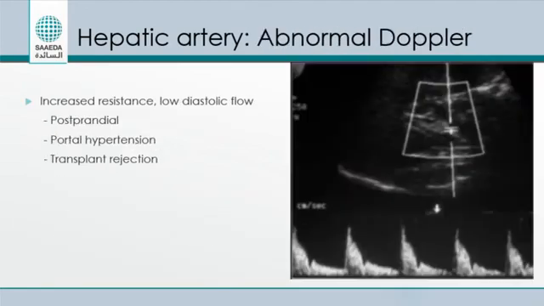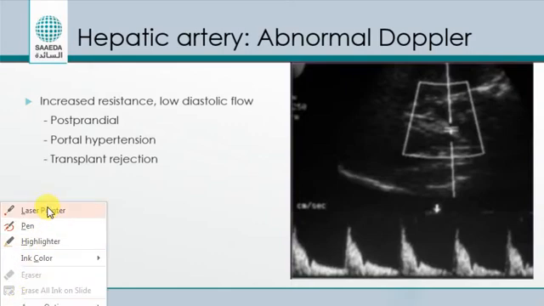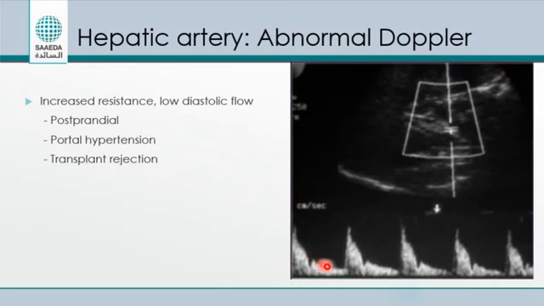And this is the normal Doppler. So there will be increased resistance. For example, you can see here, this is the hepatic artery, and there is a low diastolic flow. That is a high resistance pattern, indicating increased resistance to blood flow.